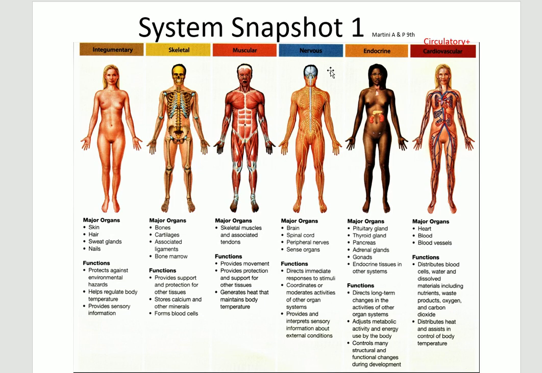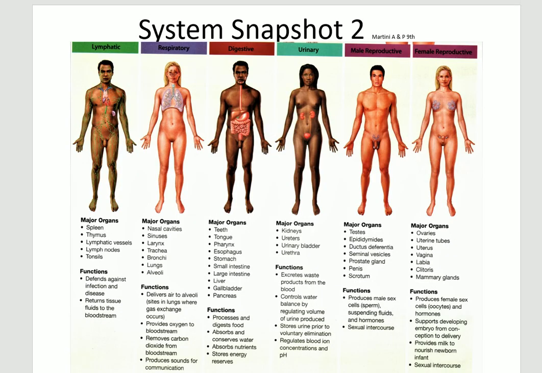Then in Anatomy 2, that's where we start with endocrine. So the glands, long-term changes of organ systems, metabolic activity, energy, functional changes during development. Cardiovascular and circulatory: heart, blood vessels. In Anatomy 2, you'll have to be able to trace a drop of blood through the heart, for example. We have our lymphatic system, so that's our defense against disease. So spleen, thymus, lymphatic vessels, lymph nodes, tonsils.